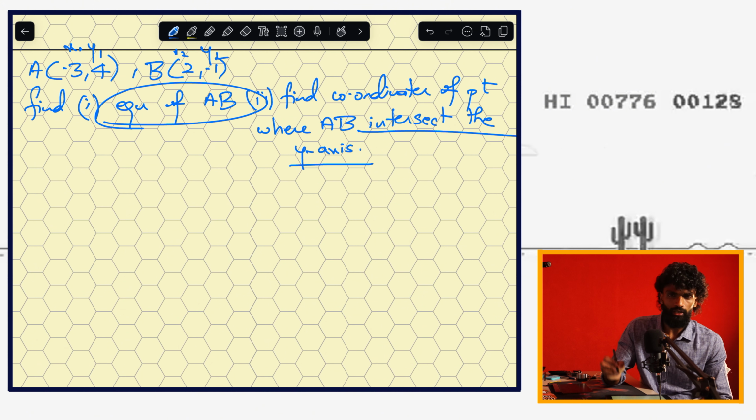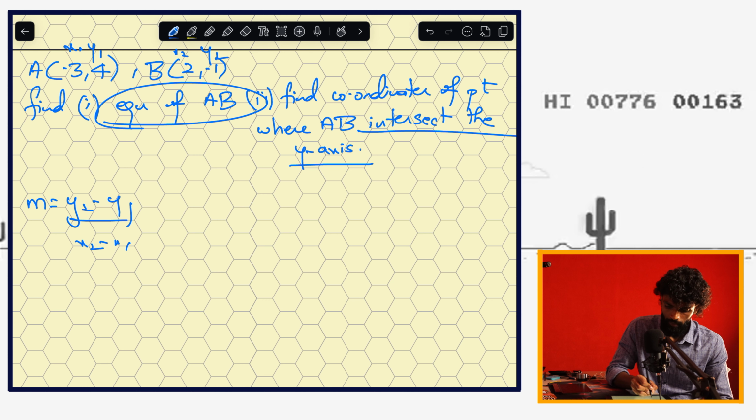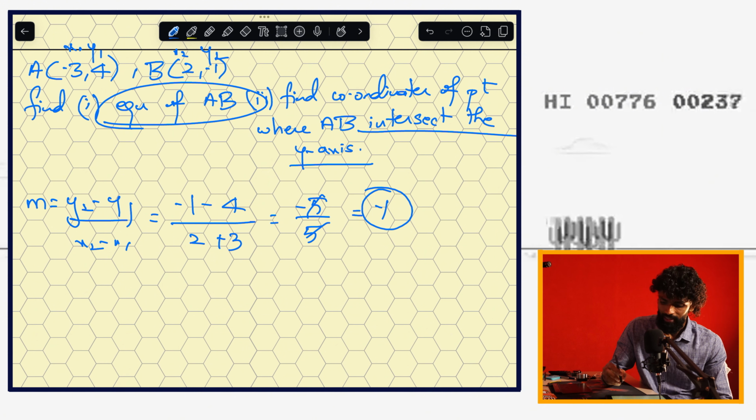To find the equation, I need the slope. The value of slope will be given by m equals (y2 minus y1) by (x2 minus x1). y2's value in this question is minus 1, minus of 4, by x2's value is 2, minus of minus 3 gives you plus 3. So the answer is minus 5 by 5, which gets cancelled, minus 1. Done. This is the slope.